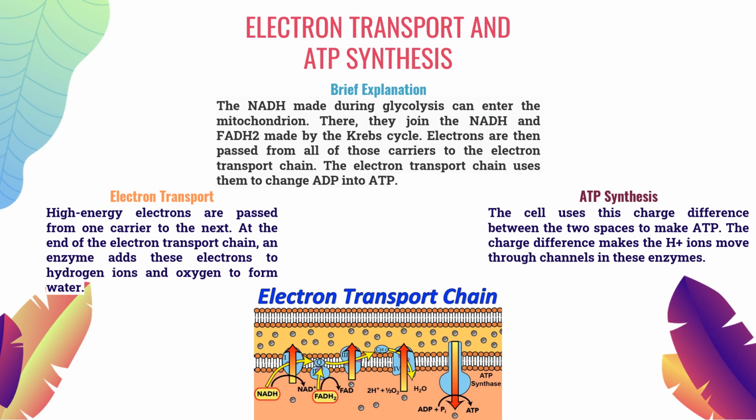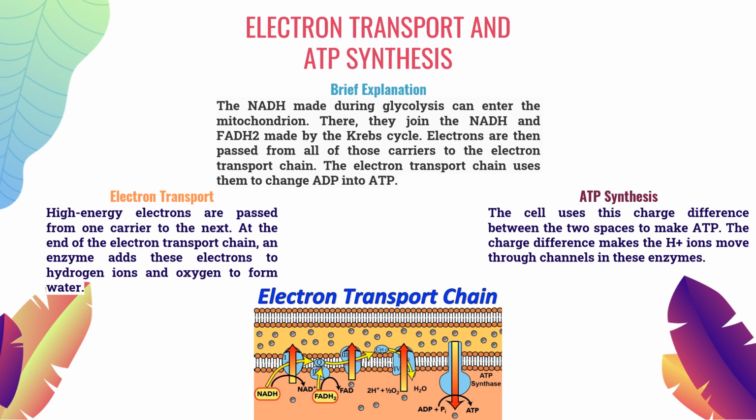Electron transport and ATP synthesis. This is the last stage of cellular respiration. In this last stage, called the electron transport chain, high energy electrons from NADH and FADH2 are passed from carrier to carrier down the electron transport chain. Water is formed when oxygen accepts the electrons in combination with hydrogen ions.